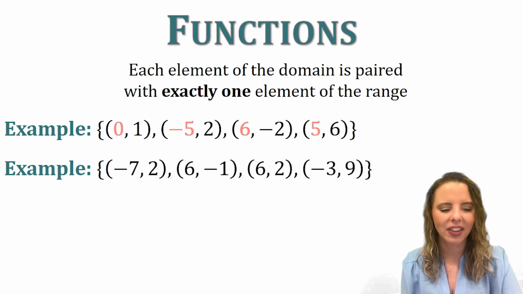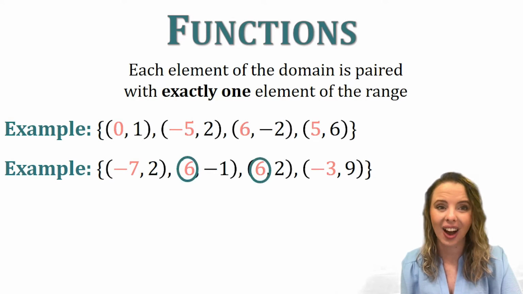We have negative 7, 2, 6, negative 1, 6, 2, and negative 3, 9. Our domain is our set of x values, which are negative 7, 6, 6, and negative 3. Our question is, do any of these x values repeat? Yes, we see 2 6's. Therefore, the second example is not a function.